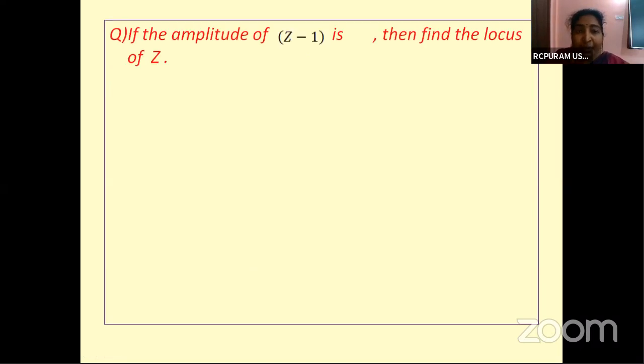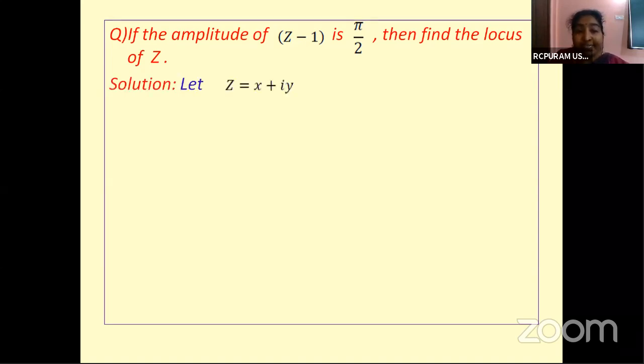Now, if the amplitude of z minus 1 is a complex number where z is taken as x plus iy, you should find the locus of the given complex number. The given complex number is z minus 1. Now we'll see the condition, children.